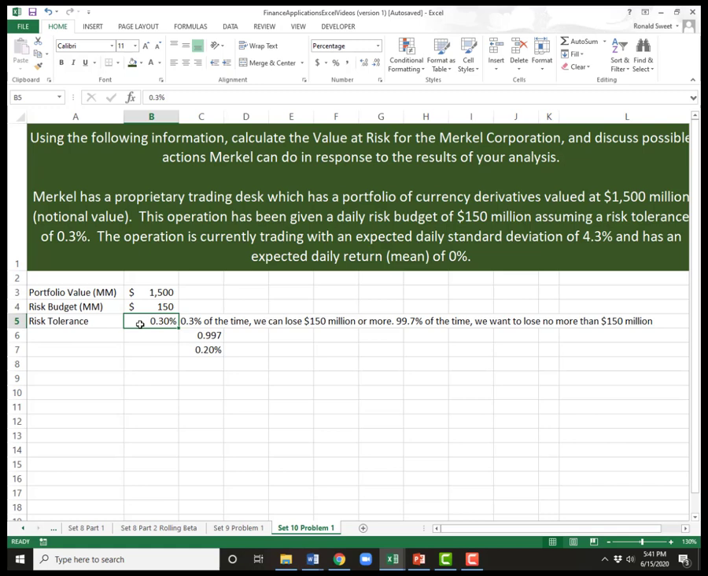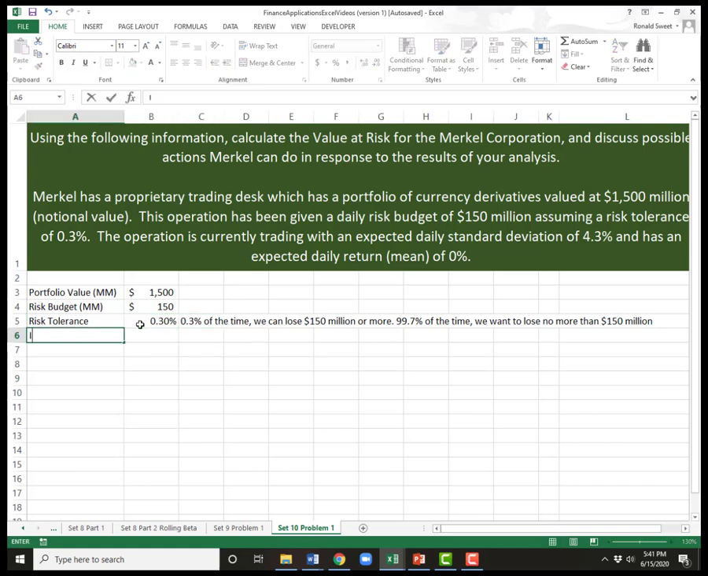A lot of times for corporations it's tied to their credit ratings. Do they want to be single A rated, triple B rated? And that would somewhat dictate what risk tolerance they can have. If you want a high credit rating like AAA or AA, your risk tolerance will have to be very, very, very low.